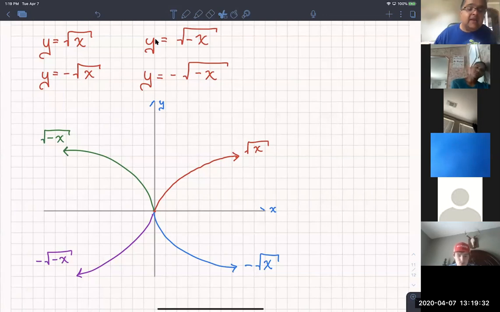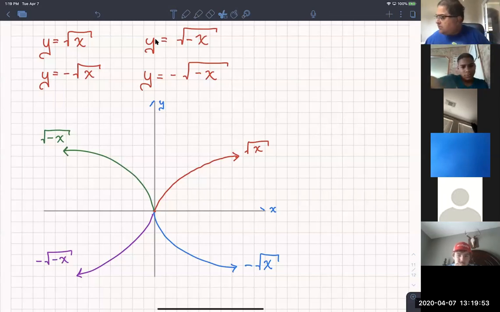Okay. Did everyone understand how to move a graph up, down, left, right on the coordinate plane? Yes. Yes, sir. Okay, so what happens when I add a number to the outside? Which way does the graph go? It becomes a negative.